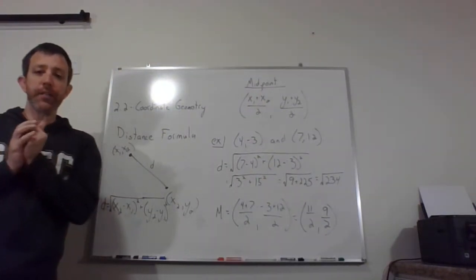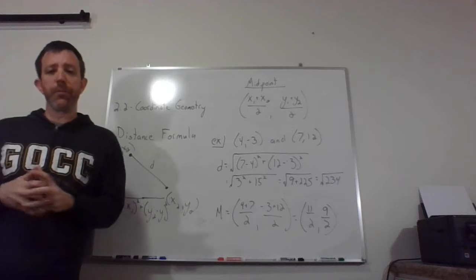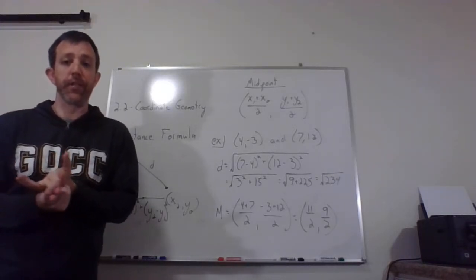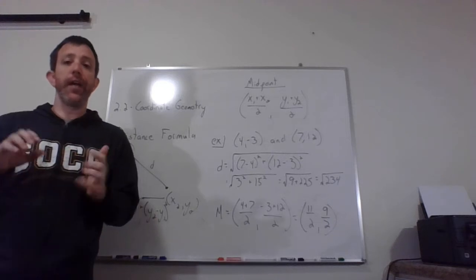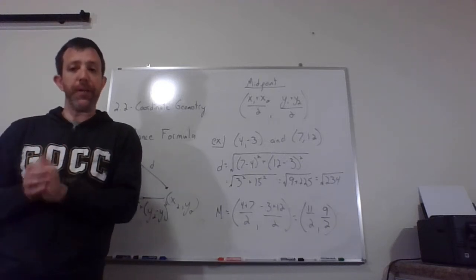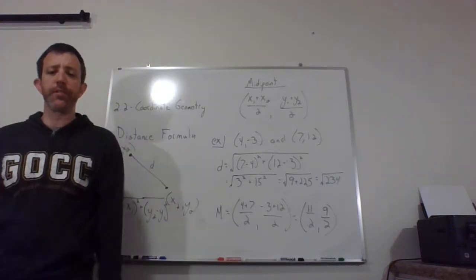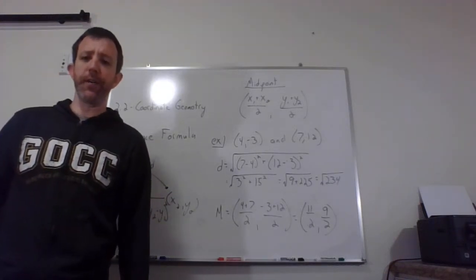Hi, today we're going to look at some coordinate geometry. We're going to look at the distance formula, midpoints of line segments, and circles. Those will be the three big things we look at here. There will be a few other things in the section, but those are the big ones, and those are what we're going to focus on here.